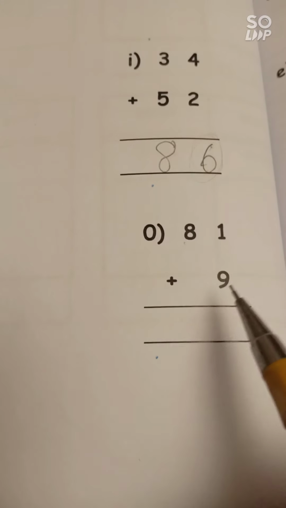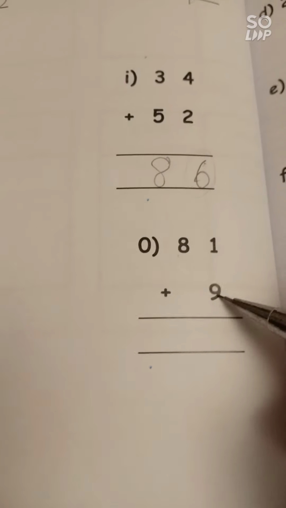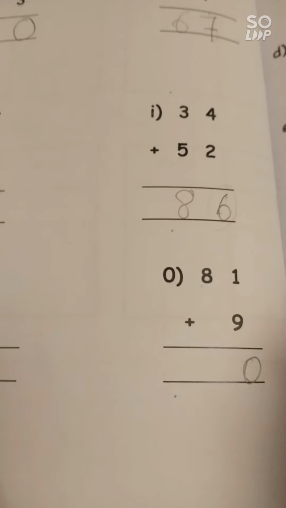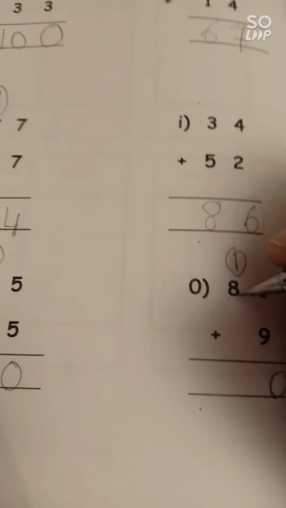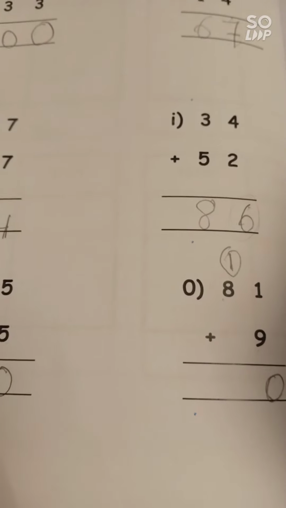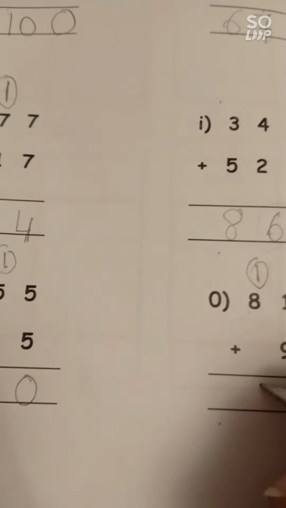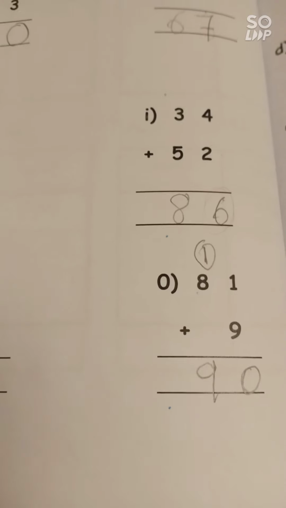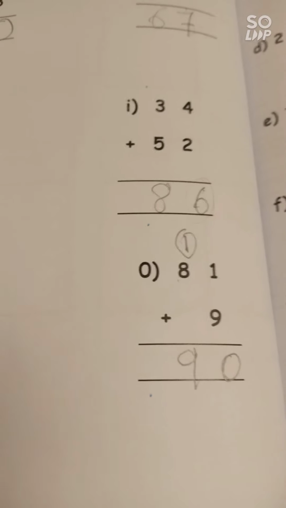Here another example. 81 plus 9. 9 plus 1 equals 10. And what should we do with the 1? We put it with the tens. That's right. Add 8 plus 1 equals 9. 9 plus 0 equals 9. So the answer will be 90.